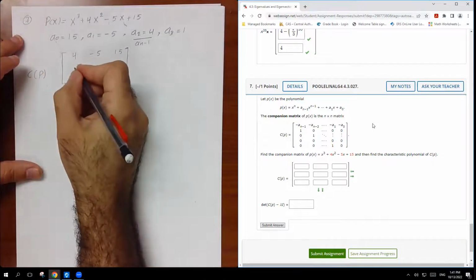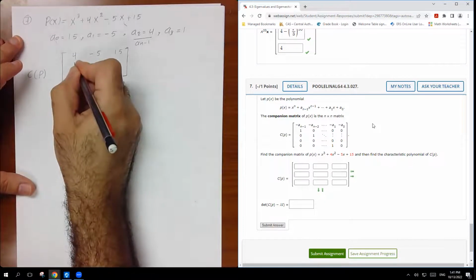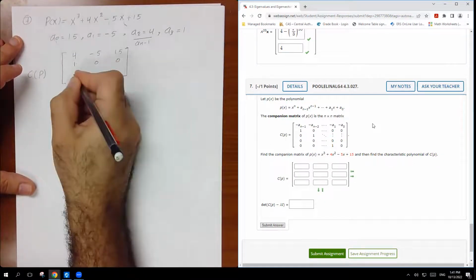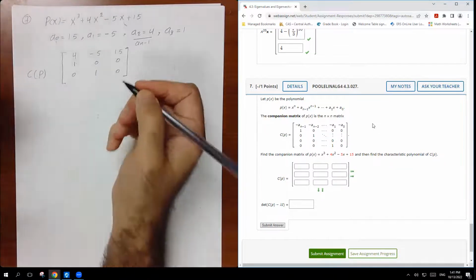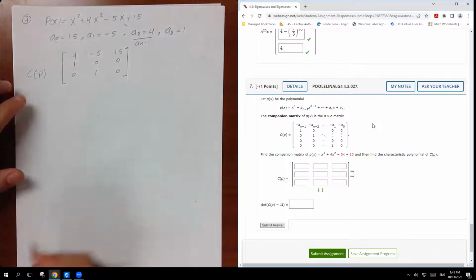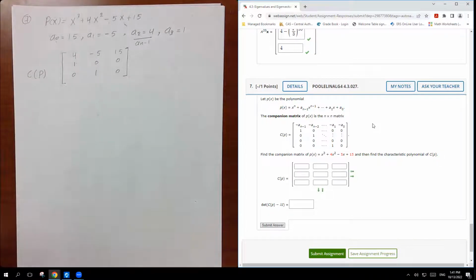Then the next row is going to be 1, 0, 0, and the one after is 0, 1, 0. It looks like part of the identity matrix. So what we're going to type here, the next step, is you just have to find the determinant. So this is 4, negative 5, and 15, then 1, 0, 0, and 0, 1, 0. This is for the first part.